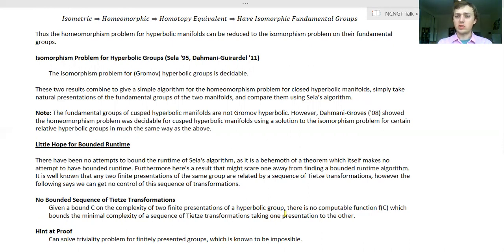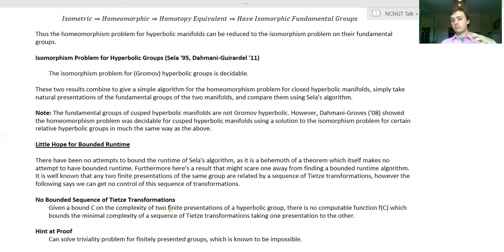not particularly complex presentations of some hyperbolic group, and you can't find any way to know how long, at least, the sequence to get from one to the other is. Okay, so I'm not going to prove this here, but a hint of the proof is that if there were such a function, it could be used to solve the triviality problem of finitely presented groups. And that's known, as I said at the top, to be impossible. And so what's going on here is we're kind of butting up against the problems of finitely presented groups.